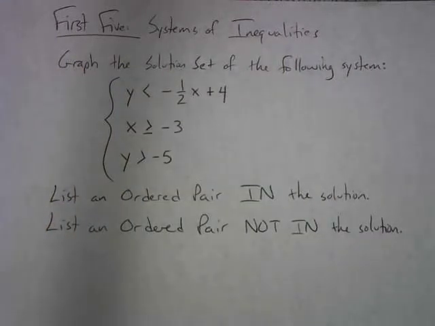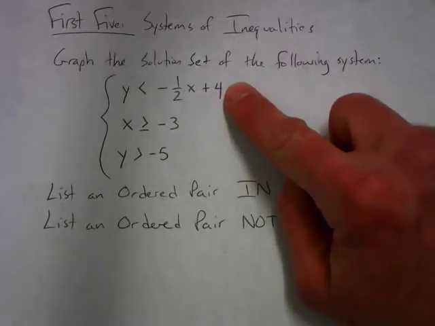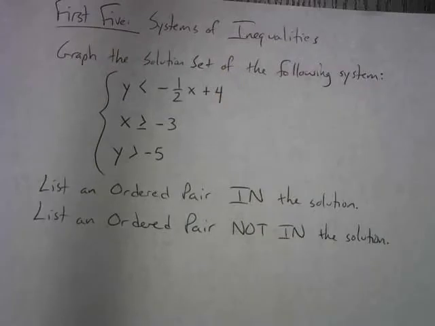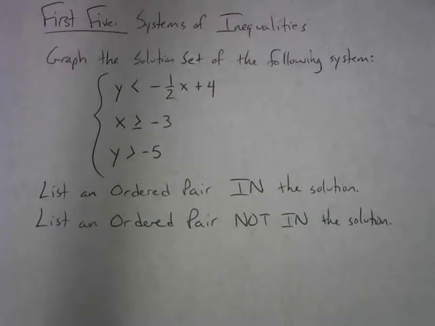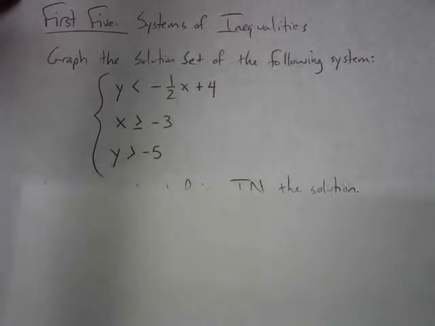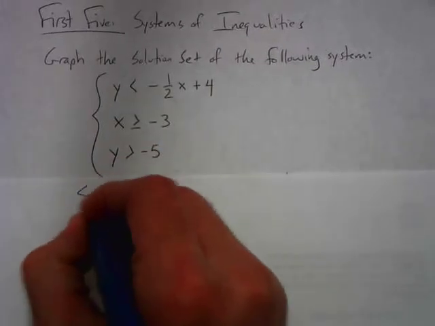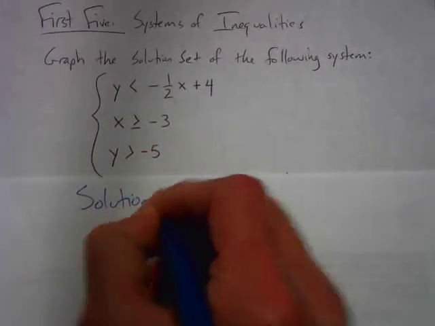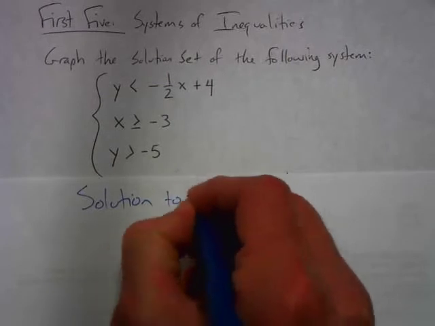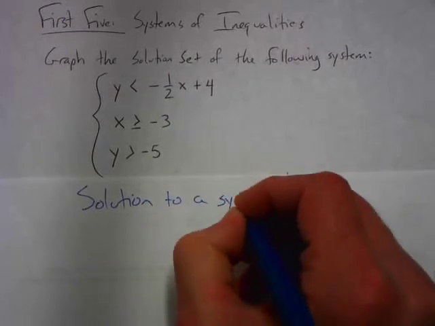Because if you remember, the graph of only one of these is a shaded region. Okay, so we have to remember the graph of a linear inequality is a shaded region, and that's going to change some vocabulary. So when we're looking at a system of inequalities, we have to deal with what is the solution to a system of inequalities. And that's going to change some vocab a little bit.